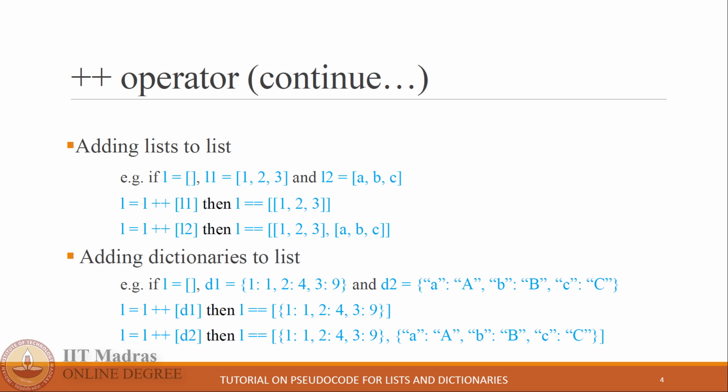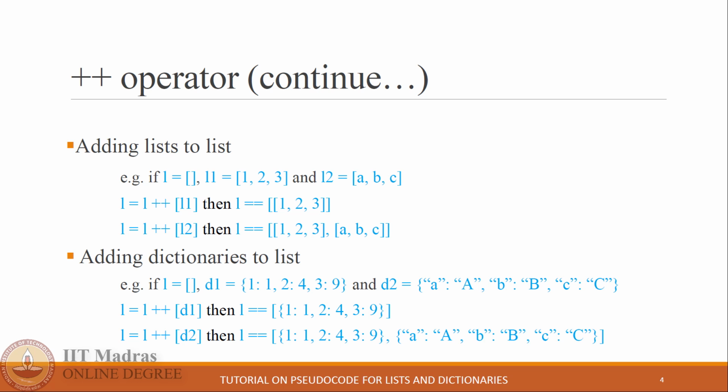With this example, we will try to create a list of dictionaries. For example, L is equal to empty list, D1 is equal to a dictionary which has these pairs of values 1, 1, 2, 4, 3, 9, which represents the squares of each number, and D2, small a, capital A, small b, capital B, small c, capital C.